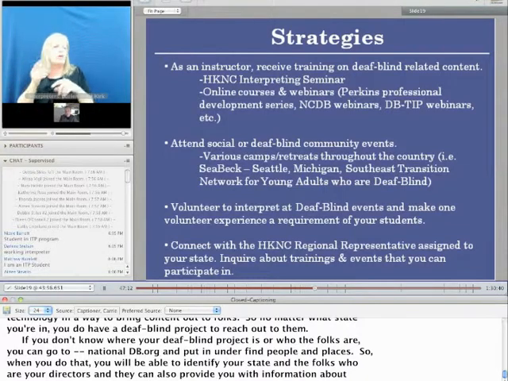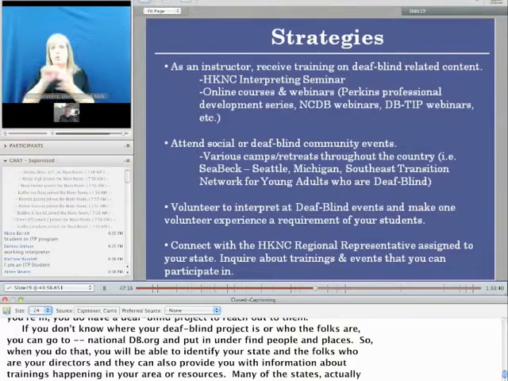And many of these states, actually probably all of these state deafblind projects, also have simulators, and so you're then able to borrow those simulators, use them in your classroom, what have you.